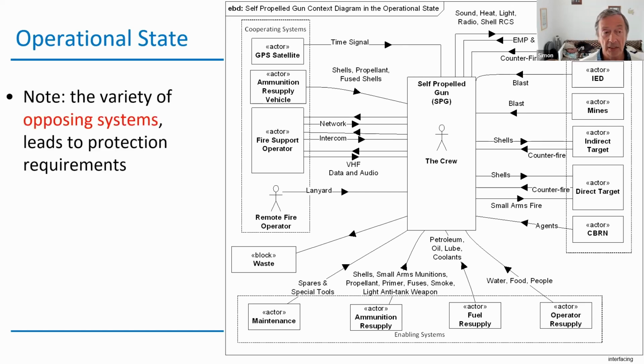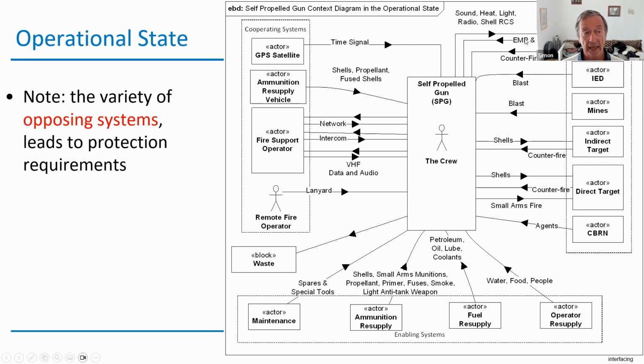What's the first thing we notice? The variety of opposing systems. There might be chemical, biological, radiological, nuclear. We may be shot at directly by small arm fire. We might have an indirect incoming shell. This is the interface that is happening down in Ukraine, the artillery war. Mines, yeah, those are around, IEDs, and there's other threats like EMP and laser.